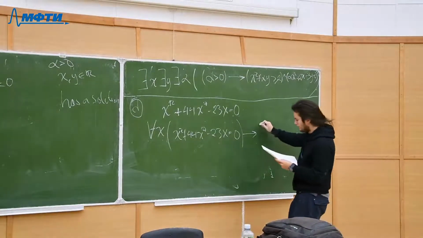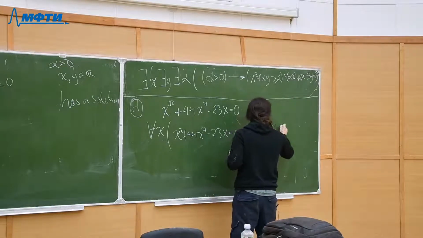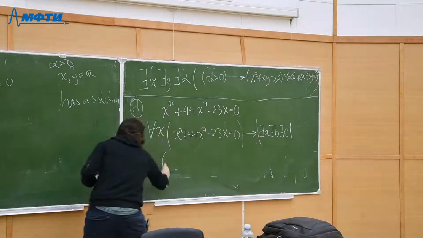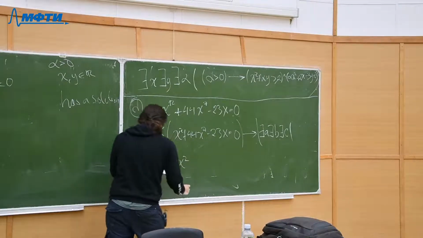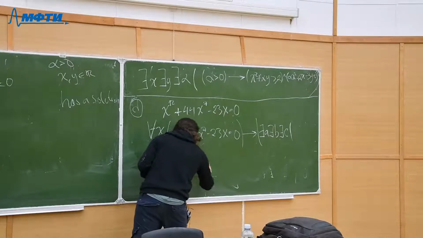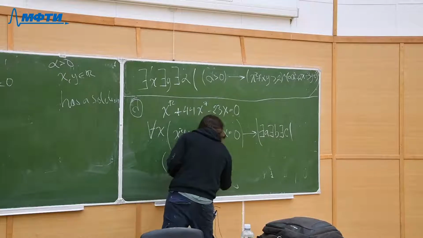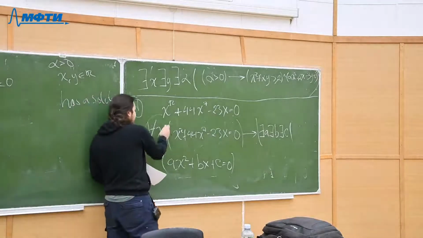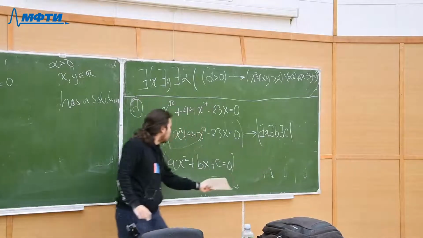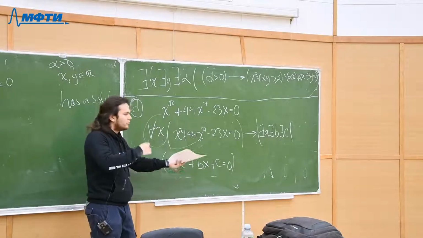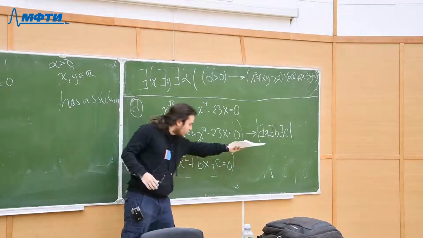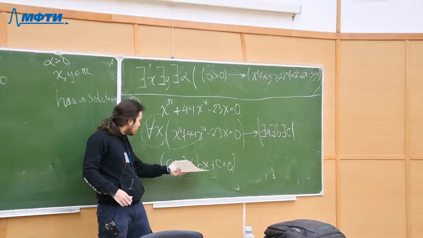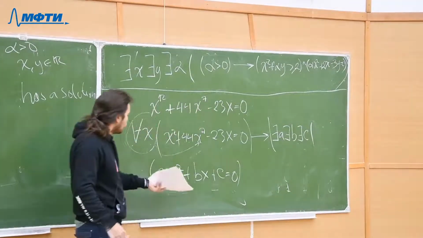So there exist A and B and C such that what? A x squared plus b x plus c is equal to 0. Yes? So for all the x from here, x is the root of some equation of this type, okay? And then we need to write that there exist such coefficients, right? A, B, and C. And what else do we need to add?